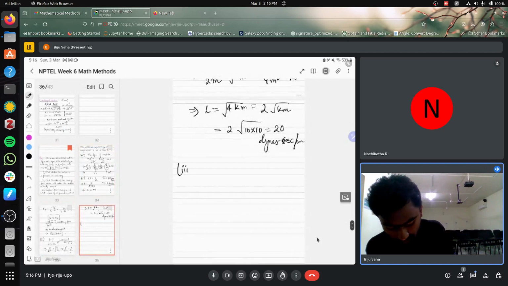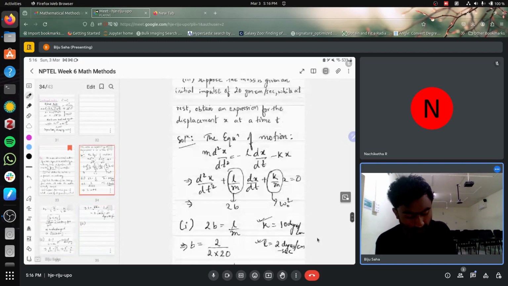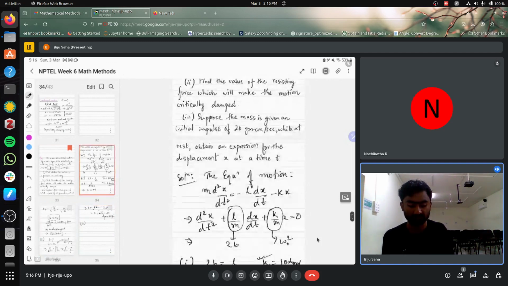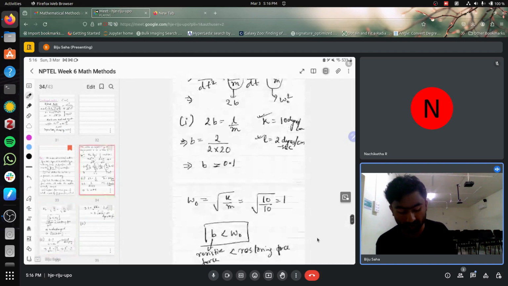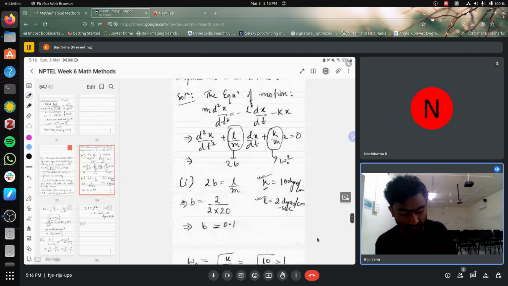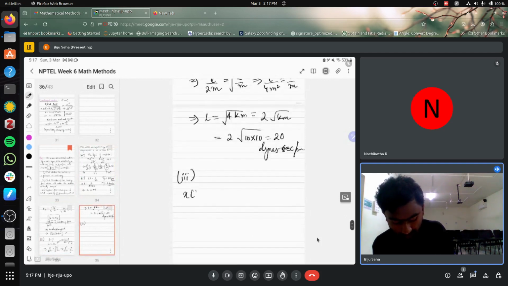Let us quickly move to the third question. Suppose the mass is given an impulse of 20 gram centimeter per second while it was at rest. You have to obtain the expression for the displacement. If we start with these parameters of k and l, we have already concluded that my motion is oscillatory since b is less than omega naught. So that allows us to write this particular solution.